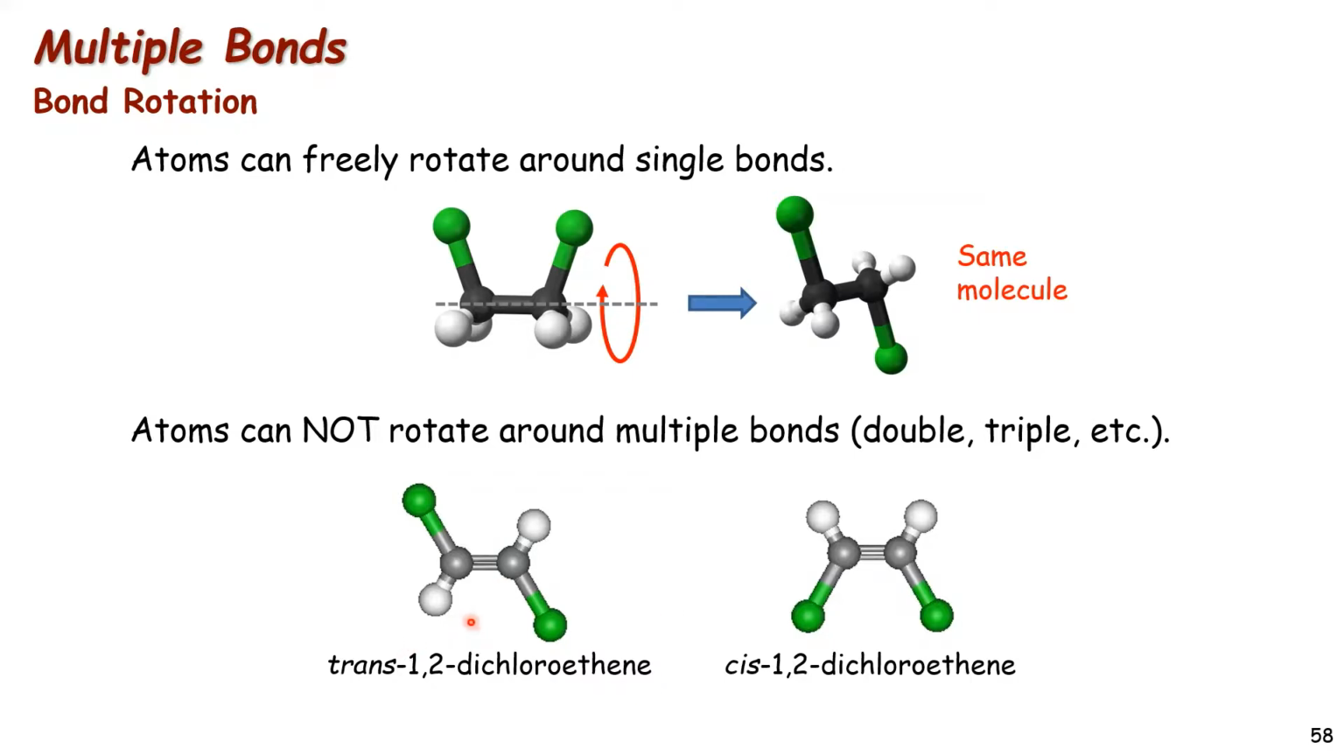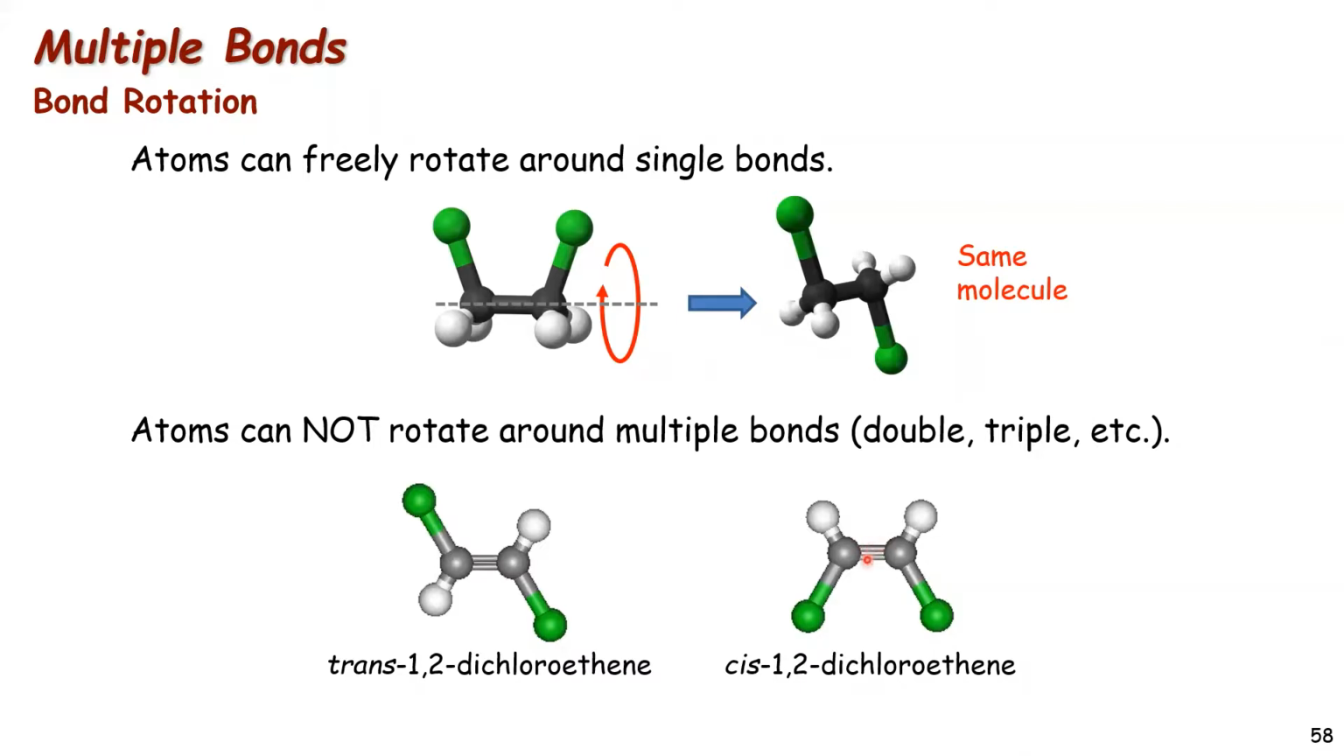So for example, this trans 1,2-dichloroethene is nonpolar because the dipole moment points from the carbon towards the chlorine here and from the carbon to the chlorine here. You can see that they're basically equal and opposite, and so they're canceling, and so this molecule is nonpolar. The cis 1,2-dichloroethene, on the other hand, is a polar molecule.